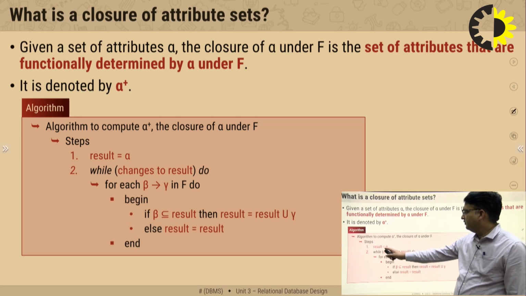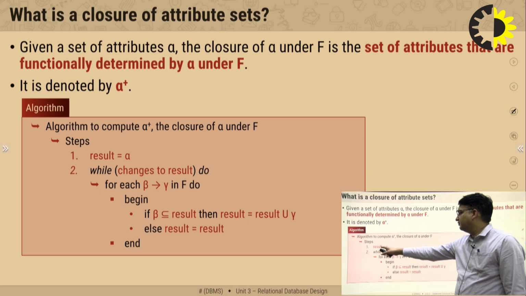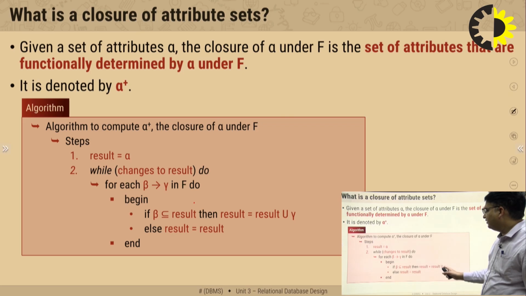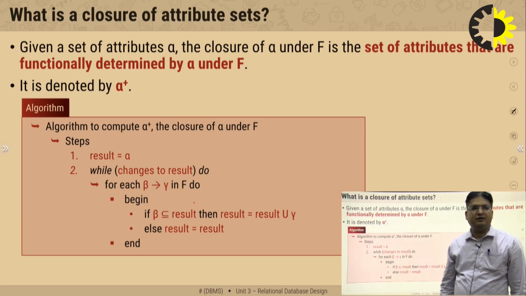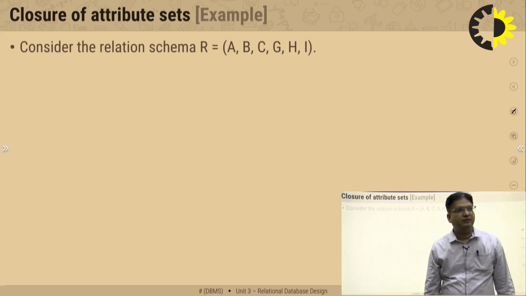See, step number 1, initially result equal to A, while changes to result do, for each beta that determines gamma in F do begin: if beta is a subset of result, then result will be equal to result union gamma, else result equal to result, that is the previous one, and we will terminate it with end. Now let us demonstrate it with the help of an example.